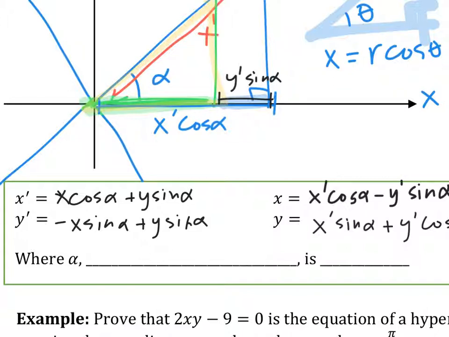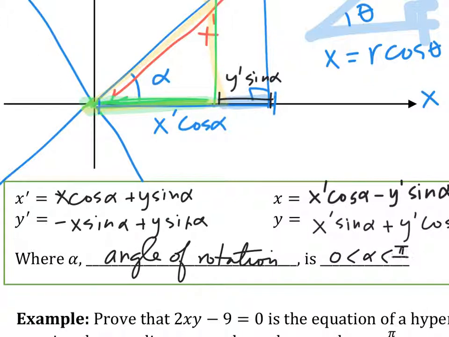Now this alpha, which is the angle of rotation, is between 0 and pi over 2, meaning between 0 and 90 degrees. Because if you turn it more than 90 degrees, it's going to basically be something else. Anyways, so between 0 and 90.